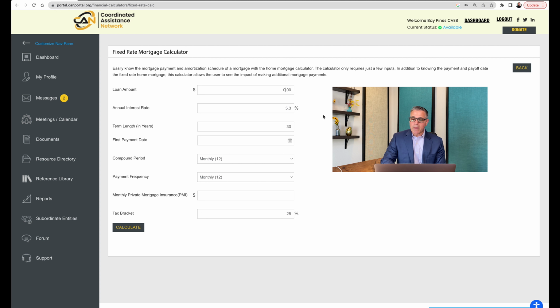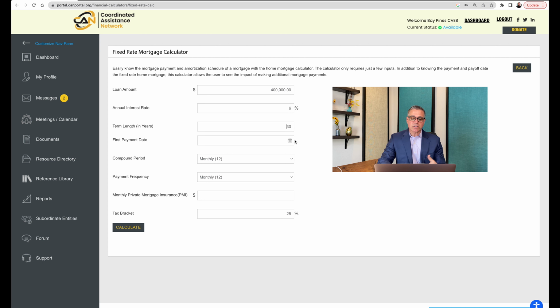Let's start with the loan amount. This is going to ask you specifically for how much you're planning on borrowing. So it doesn't take into account how much money down you're going to put, just what the total loan's going to be. So we're going to use here as an example $400,000. And the annual interest rate is the fixed rate mortgage amount. So we're going to use 6%. And we're going to use a 30-year term.